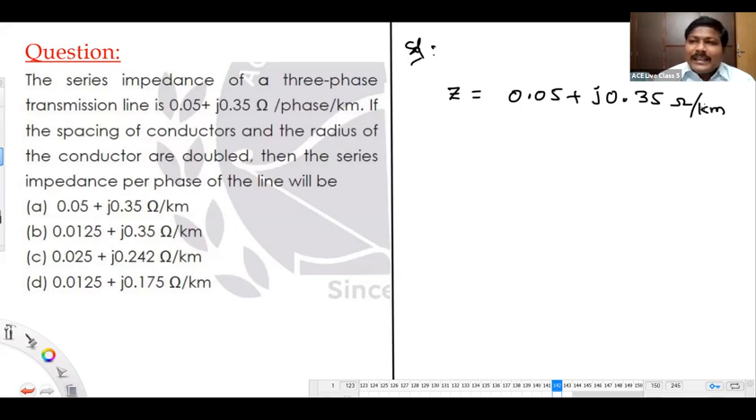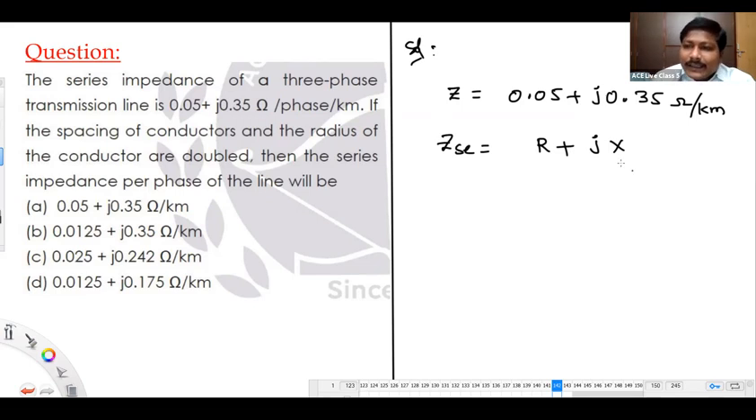So if the spacing between the conductors and the radius of the conductors, meaning the size of the conductors, are doubled, then the series impedance per phase of the line will be? Actually, series impedance of a transmission line is nothing but R plus JX. R is the series resistance, and X is the series inductive reactance.